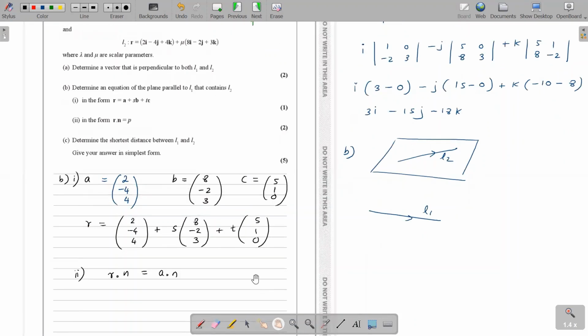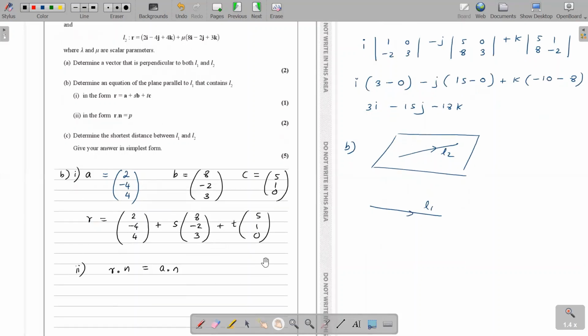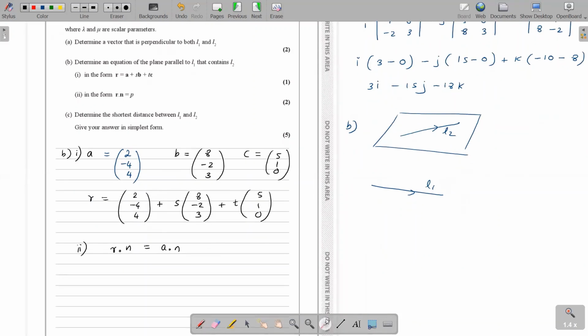We have to get the cross product. Now you can see we have two direction vectors on top of the plane, right? 8i minus 2j plus 3k is a direction vector on the plane. 5i plus j is also a direction vector on the plane. So if you take the cross product of these two vectors, you should get a vector perpendicular to both of them. So n is equal to the cross product of b and c, b cross c. b is 8i minus 2j plus 3k, and you need to get the cross product with 5i plus j.